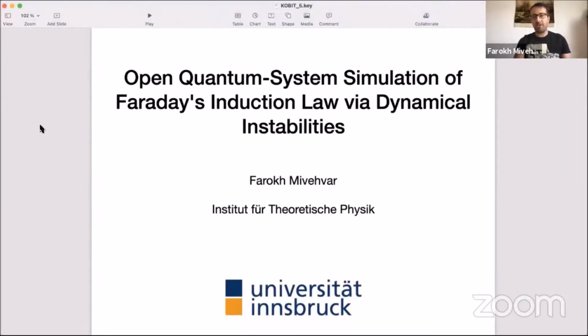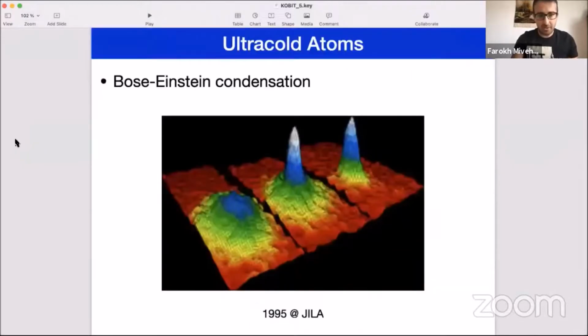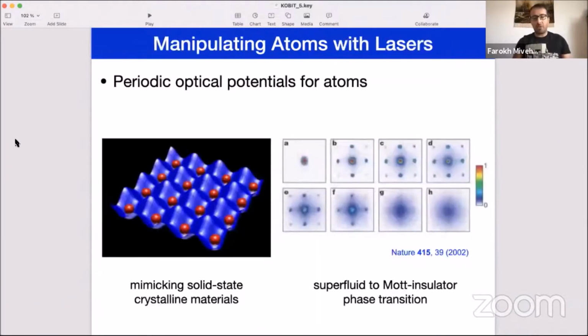The focus of my talk is the cavity-induced dynamical gauge potential and its physical consequences. Reaching quantum degeneracy in atomic gases has opened a new direction in many-body physics. For instance, by loading ultra-cold atoms into optical lattices, one can mimic solid-state crystalline material. And one of the most notable observations in this setup was the superfluid to Mott insulator phase transition.